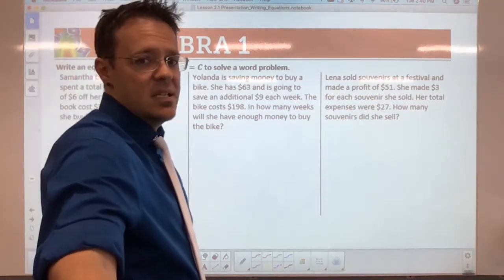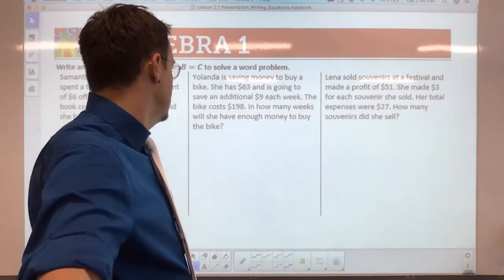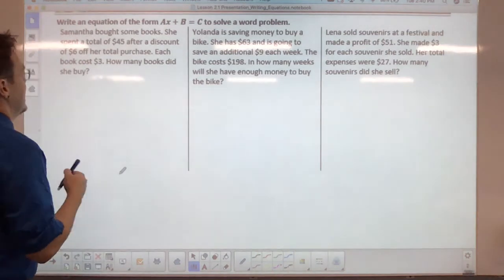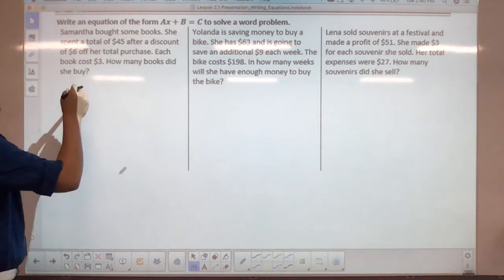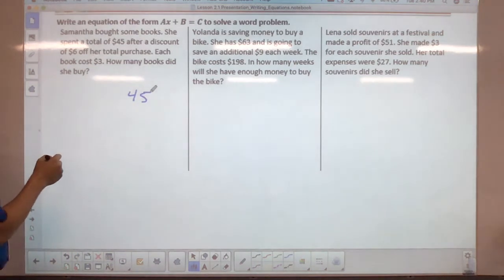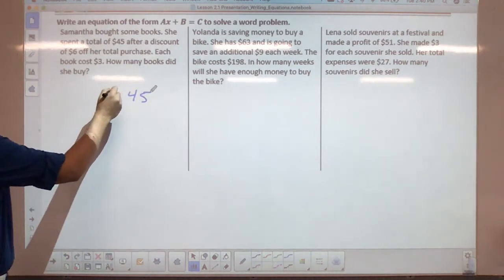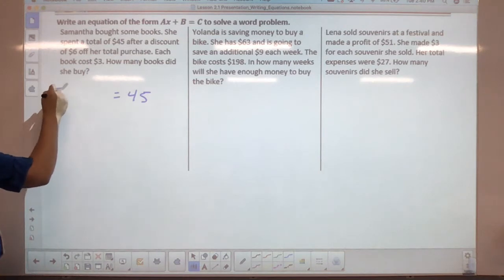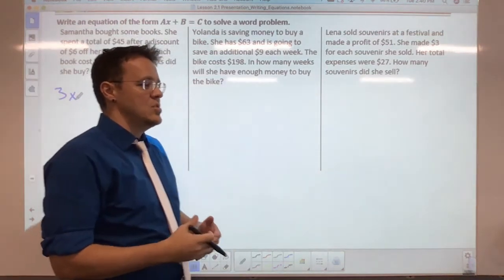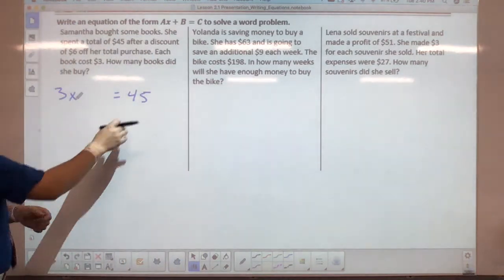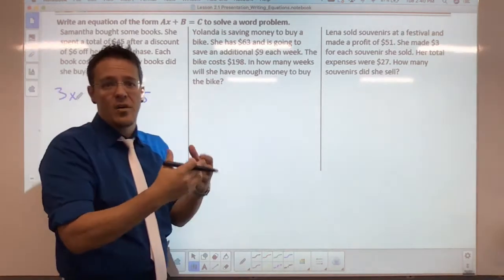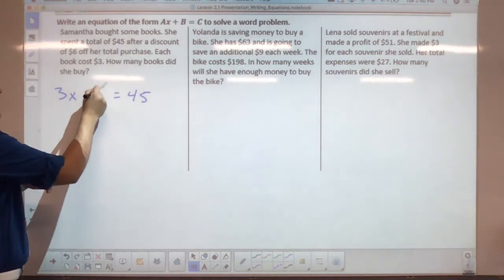All right, last things here. When we set these up, it's not very difficult. Just please make sure that you write everything down. Samantha bought some books. She spent a total of $45 after a discount of $6 off her total purchase. Each one was $3. When she has a discount and your total, how would you annotate that? Well, a discount is you're taking off of your purchase price. So that is a negative here.